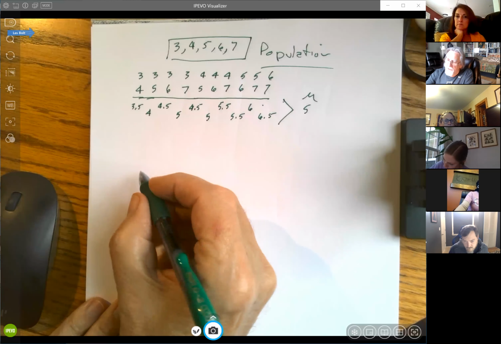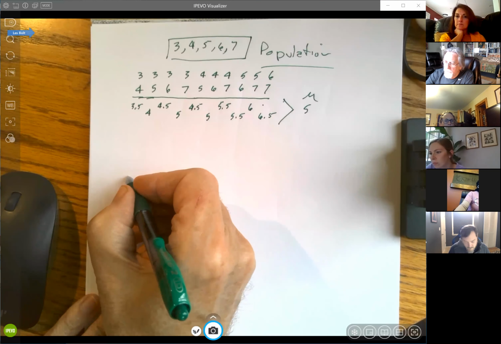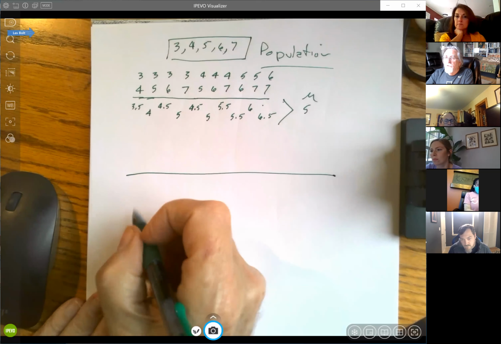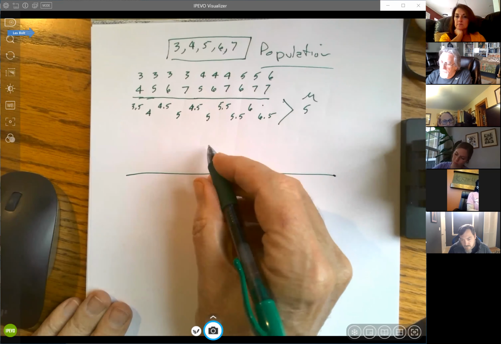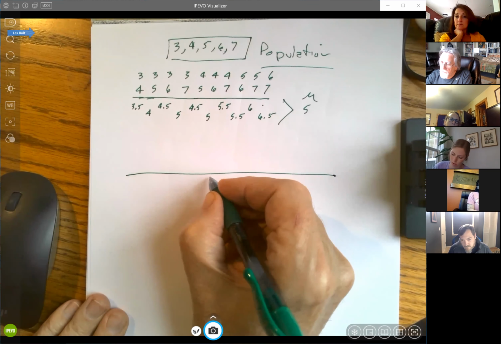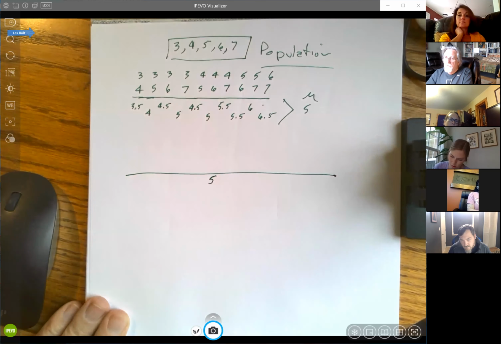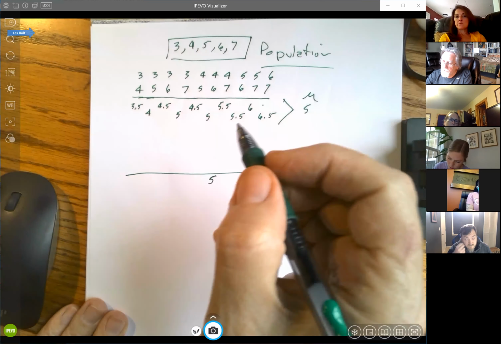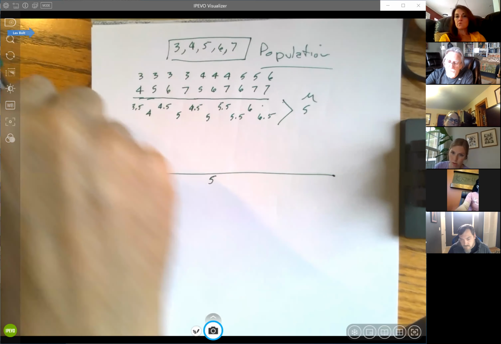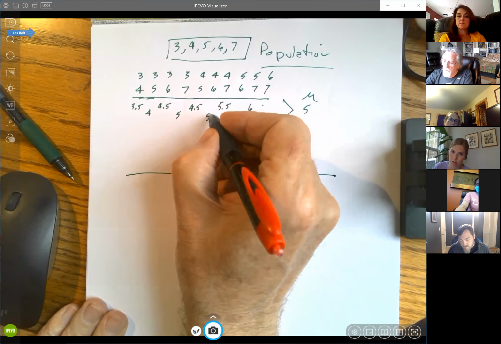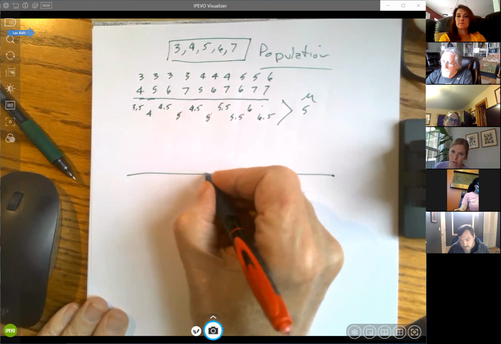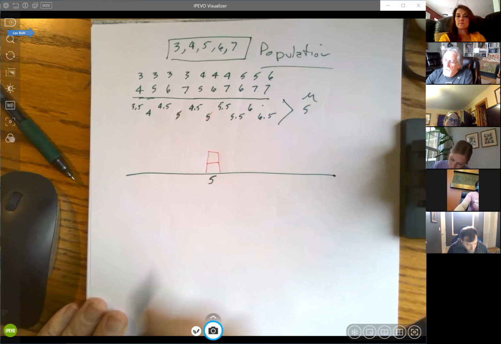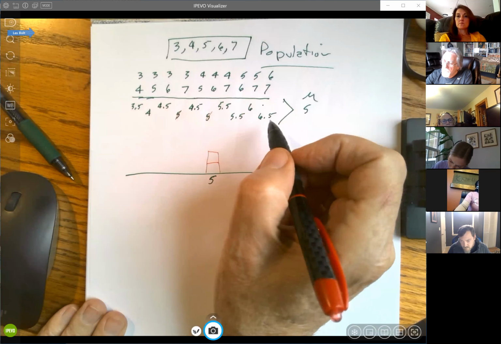If we distribute these things around 5, see if I can do this without making it really bad. We know 5 is the mean. And so let's see, we've got 2 5s, so we can cross off 2 5s. We can do 1 5, 2 5s. We've got 2 4.5s.